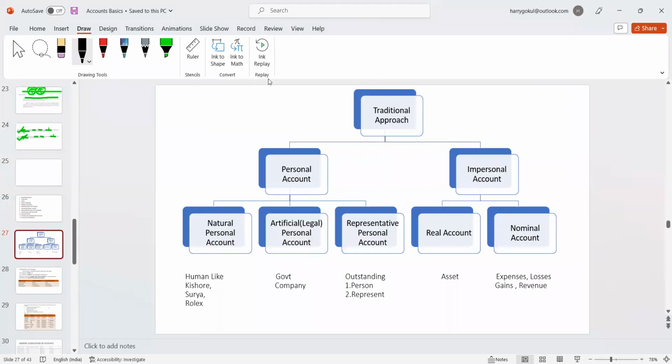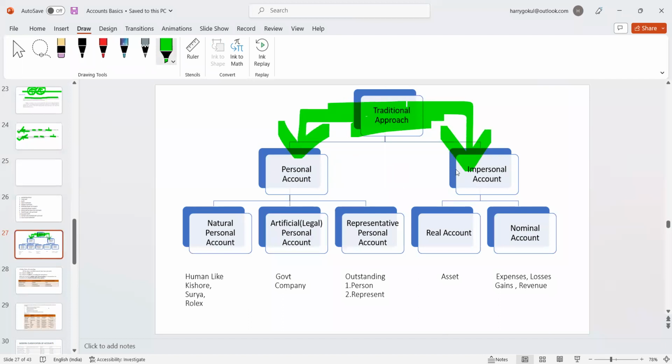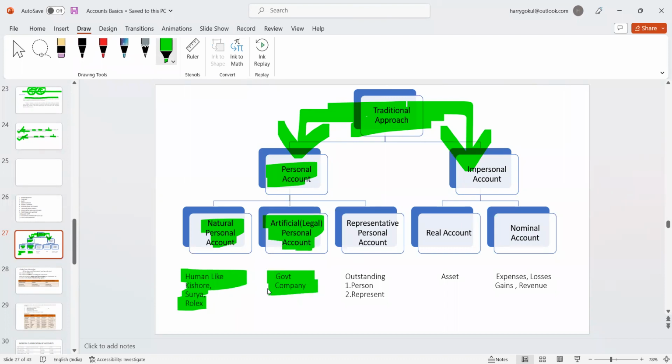One of the concepts is called the traditional approach. Under that, you can classify two things: one is personal and another one is impersonal. What is personal? If it represents a person, a natural person, like me and you, like Hari, or the person attending the meeting, they come under natural persons. What are artificial legal persons? They are incorporated as per law, like government or company or any organization. For example, LLP, they are incorporated by law, so they come under the classification of artificial.